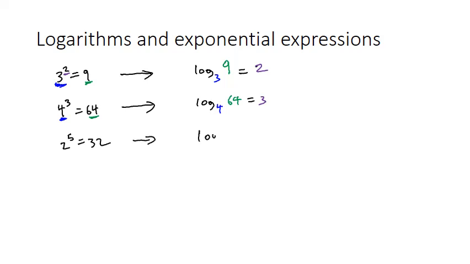So suppose we were to do that to the last expression here. So log base 2, the argument is 32, and the power is 5. So log base 2 of 32 is 5. In other words, 2 to the fifth power is 32. 4 to the third power gives us 64. 3 to the second power gives us 9.